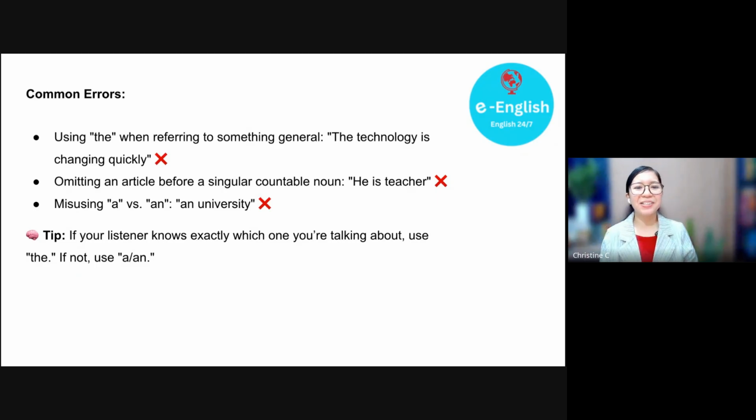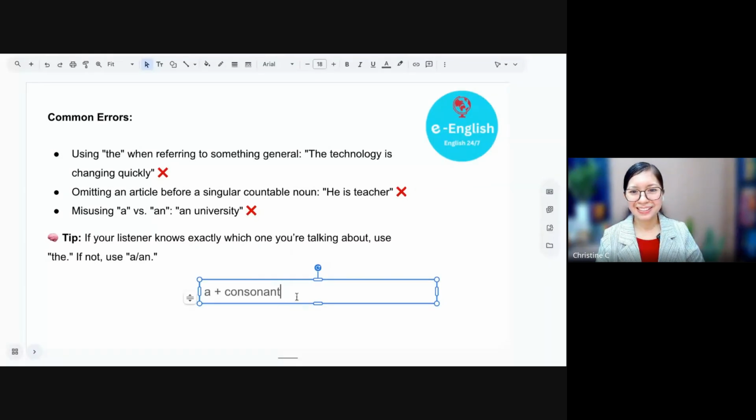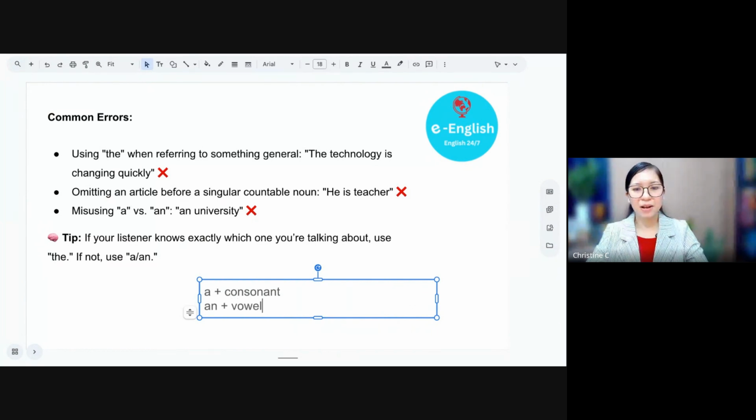Okay, and the last one is misusing a or an. So an university is not correct. What is the correct article to use here? Anybody? Why is an university incorrect? We learned that we use a before words that begin with consonants and an before words that begin with vowels, right? University starts with a vowel, but why is it wrong? A plus consonant, an plus vowel. University is a vowel, but why not an university?